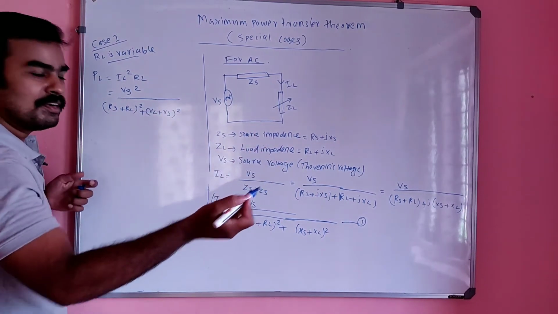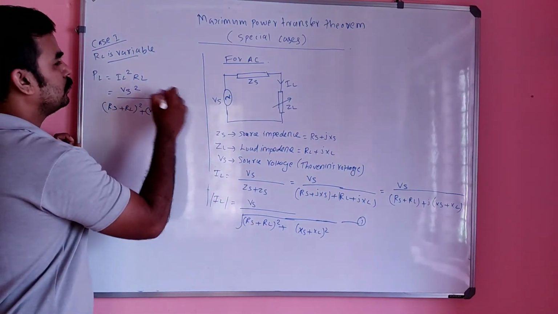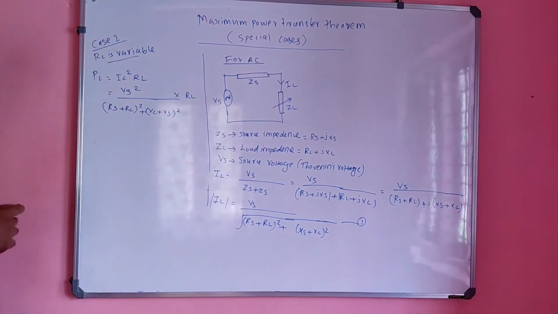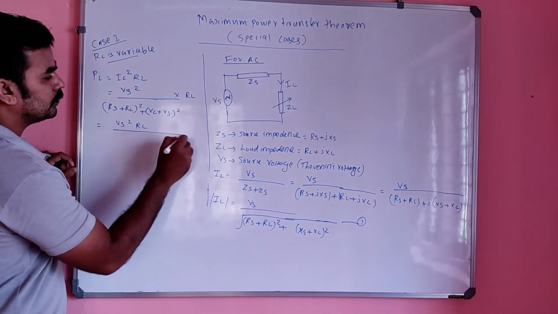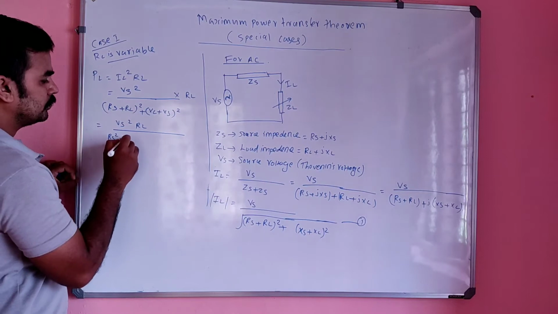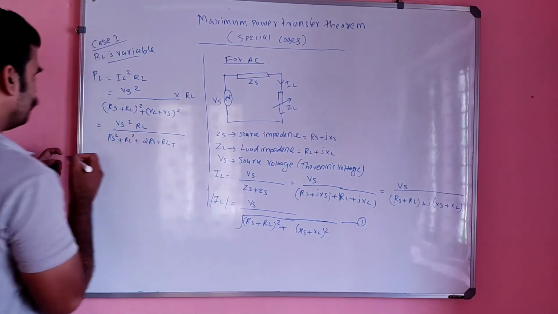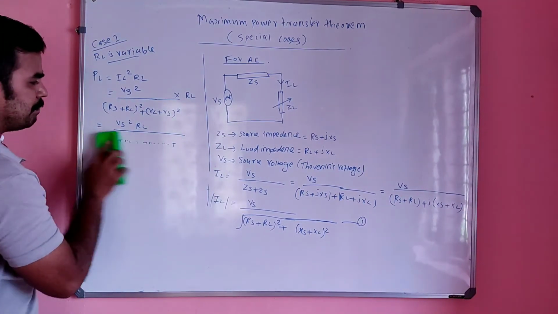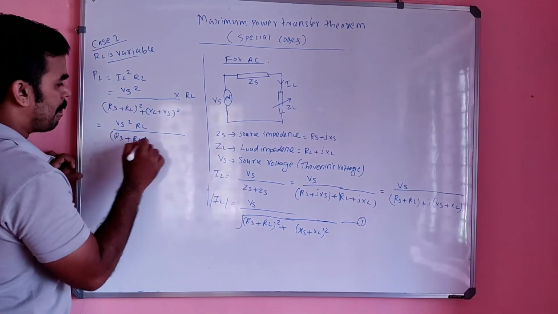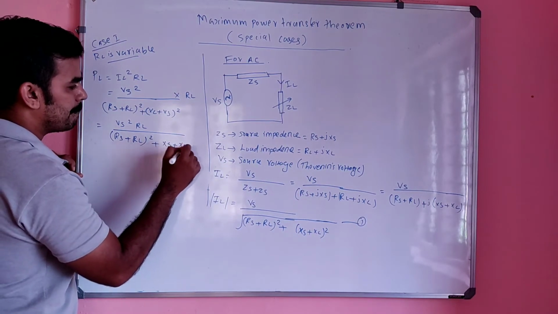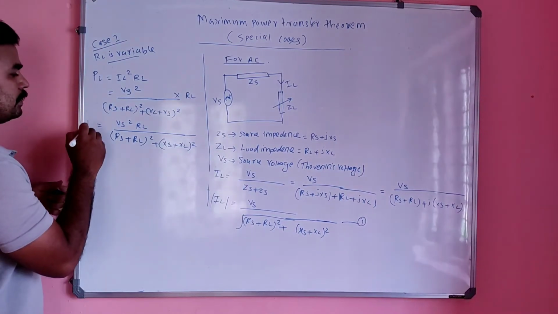If you square this, the root will go out, so it will vanish, leaving Vs square into RL divided by the whole squared term. You don't need to expand all this, simply keep it like that. So this is nothing but PL.